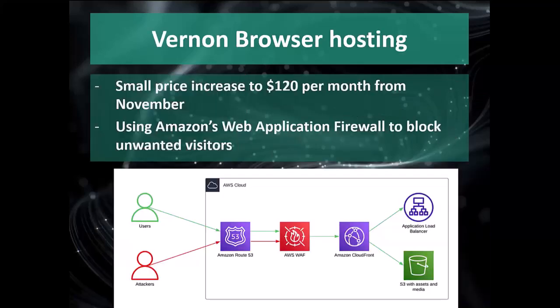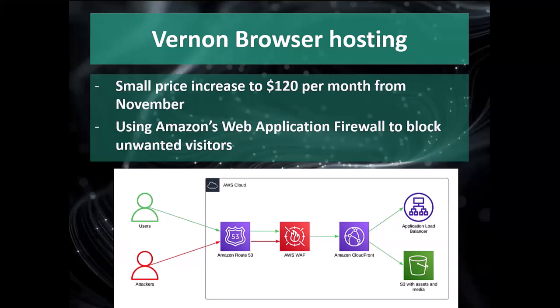One unfortunate side effect of that is that the costs that we incur from Amazon, the hosting platform we use for Vernon Browser, have slightly increased. Currently, we charge $110 a month for hosting, and that's going to increase to $120, and that's just directly passing on the increased costs that we're incurring from Amazon.